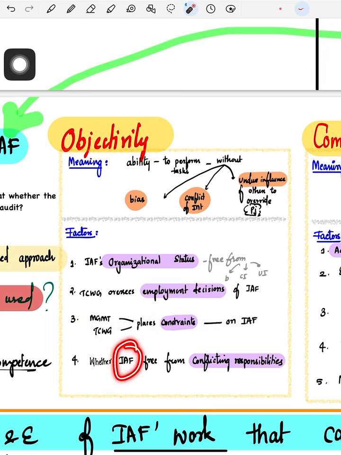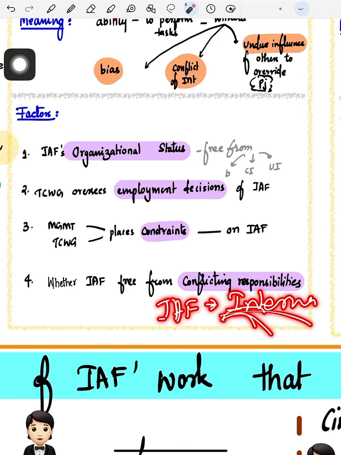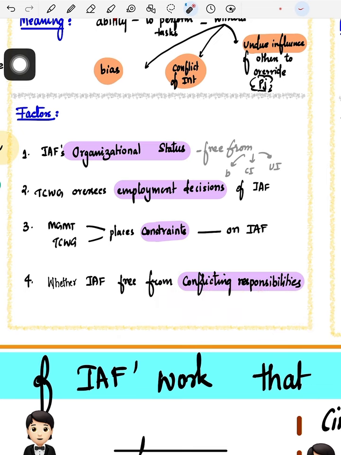Whether the internal audit function is free from conflicting responsibilities, you need to check that point. Okay. So free from conflicting responsibilities, what does it mean? Internal audit function should focus on its area, that is internal audit. But if the management is giving some other responsibilities also, all other departments are giving some unnecessary work to this department, then it means that it is having conflicting responsibilities. So you should check whether the internal audit function is free from conflicting responsibilities or not.